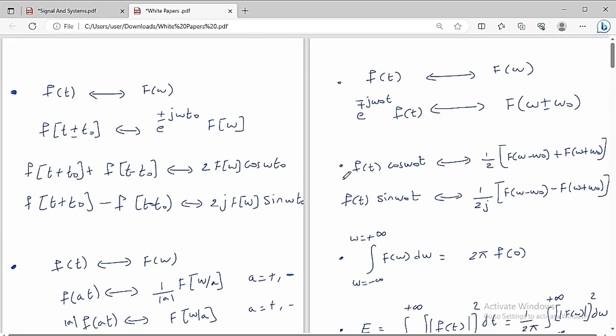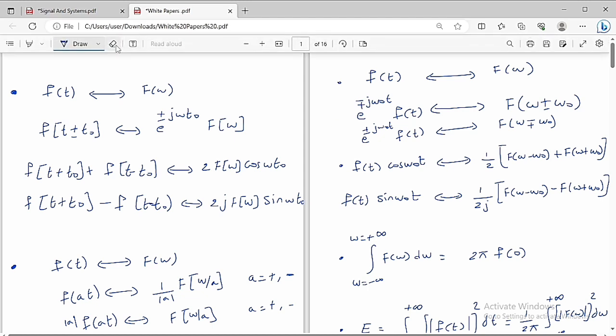Now the next thing is frequency shifting. The frequency shifting property: for f of t, the Fourier transform is f of omega. Let me write in the second format so that you can easily understand. E to the power of plus or minus j omega naught t times f of t has a frequency domain f of omega minus plus omega naught. This is the thing that you have to keep in mind. These are written in the standard format so that we can easily understand.